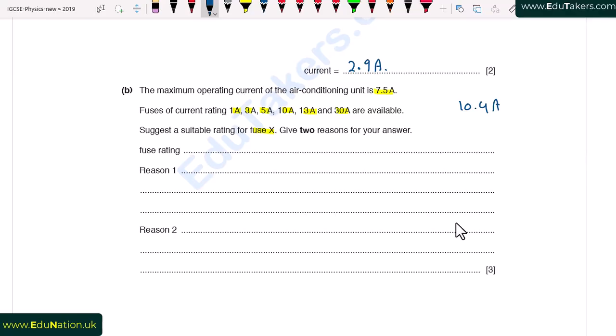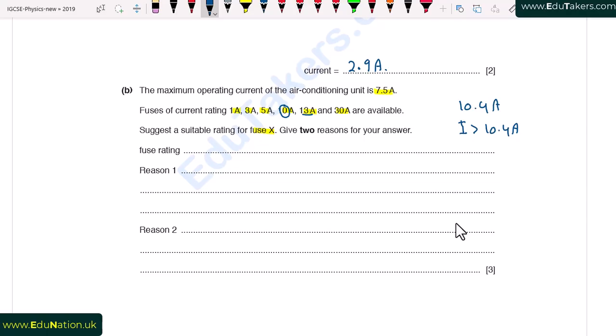So the fuse rating should be greater than 10.4 ampere, and it is this value, that is 13 ampere. If I take 10 ampere, then the fuse will melt for no reason. That's why I select 13 ampere, because it is very close to 10.4.